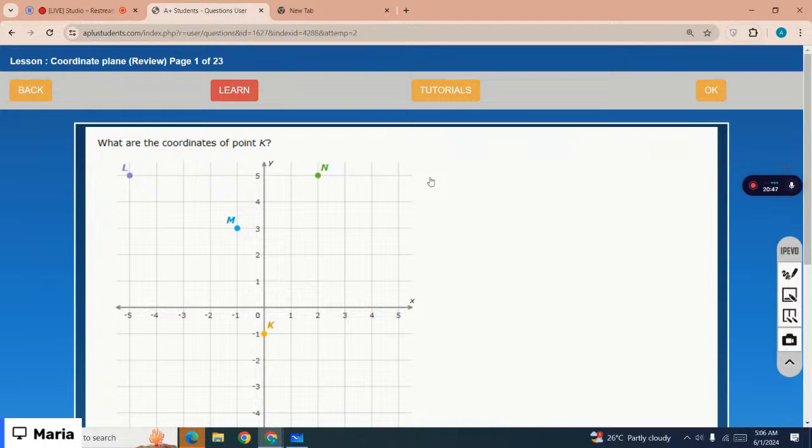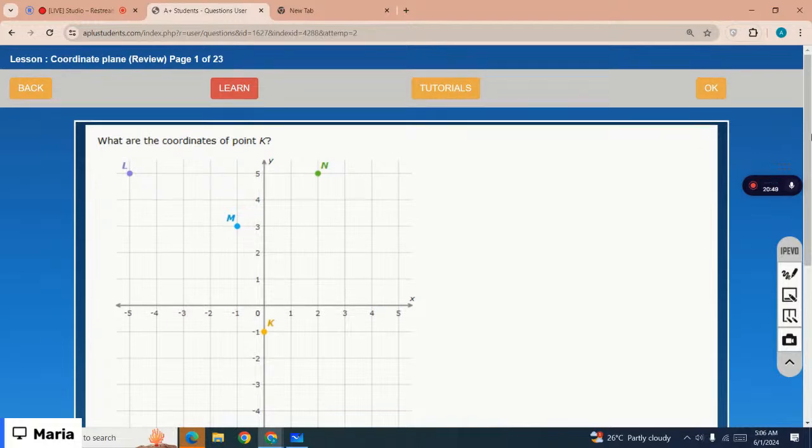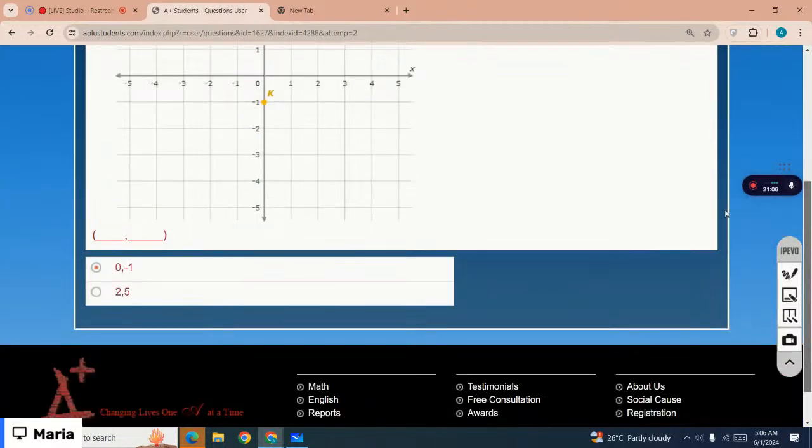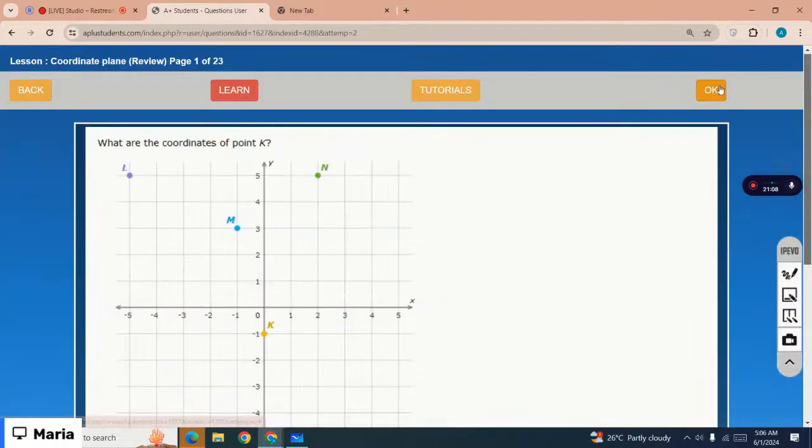What are the coordinates of the point K? Here is the point K, right? The point K is exactly on the y-axis. That means x is 0, right? And the point on the y-axis is -1. So that would be 0, -1. The correct option is option number 1, that is 0, -1.